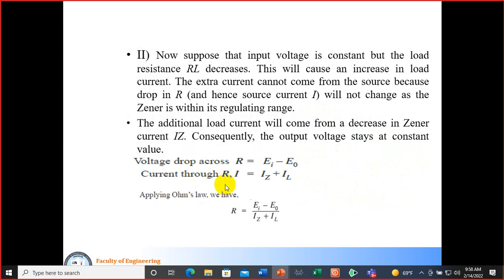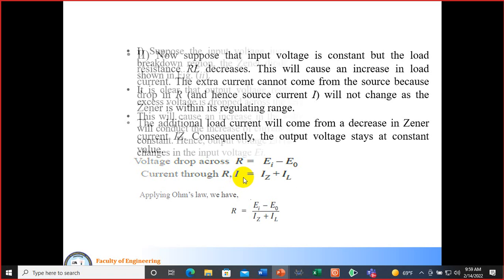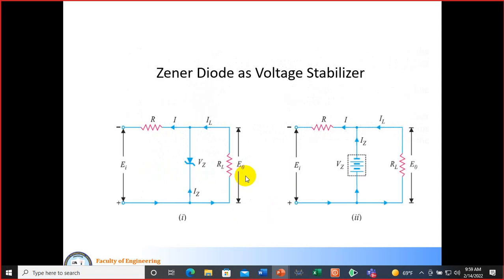Current through R: if you look at the circuit again, this is the current I. And I equals IL plus IZ, by Kirchhoff's current law. If you look at the point, applying Kirchhoff's current law, I is equal to IL plus IZ.